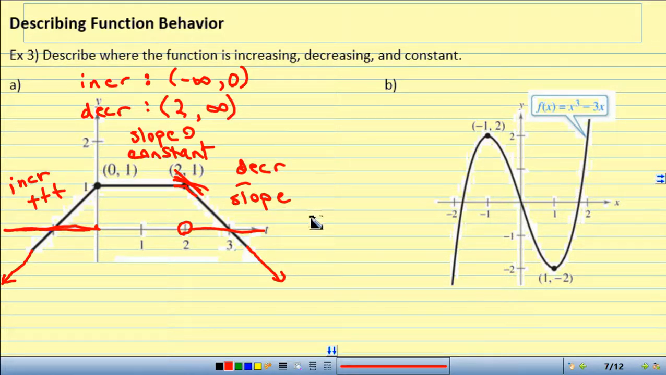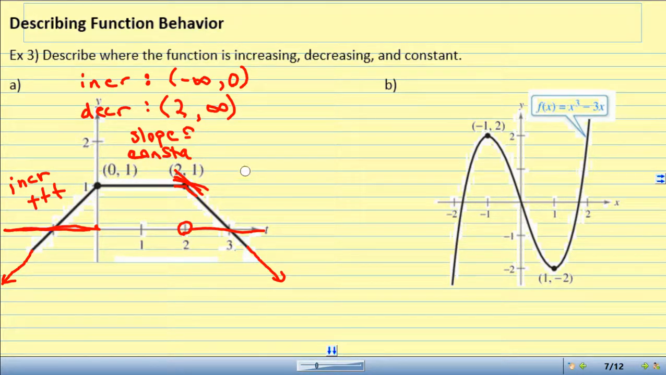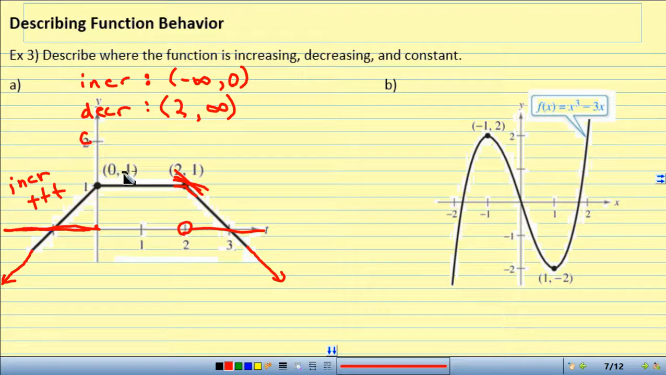And now we're going to talk about where it's constant. So let me just make room. So it's constant from, now I can't say anything about this point here because I've got a corner. It's changing from increasing to constant really fast. So I'm going to say it's constant from 0, don't include 0, all the way to 2, don't include 2.